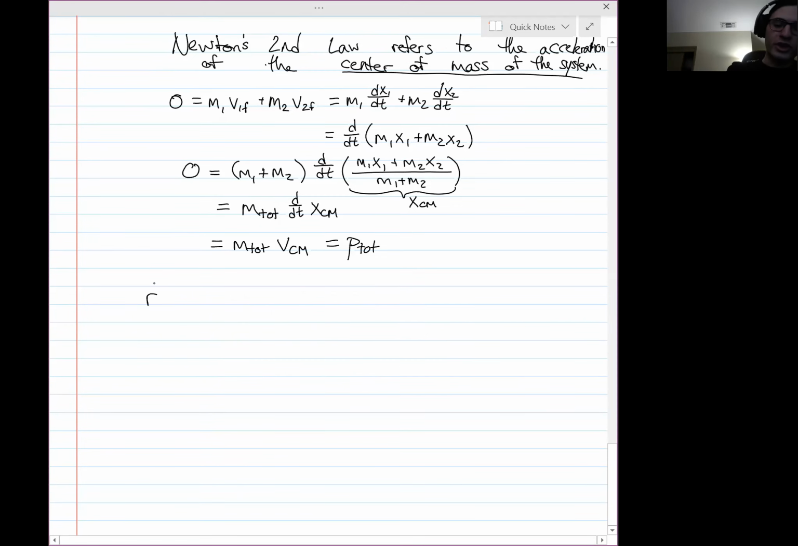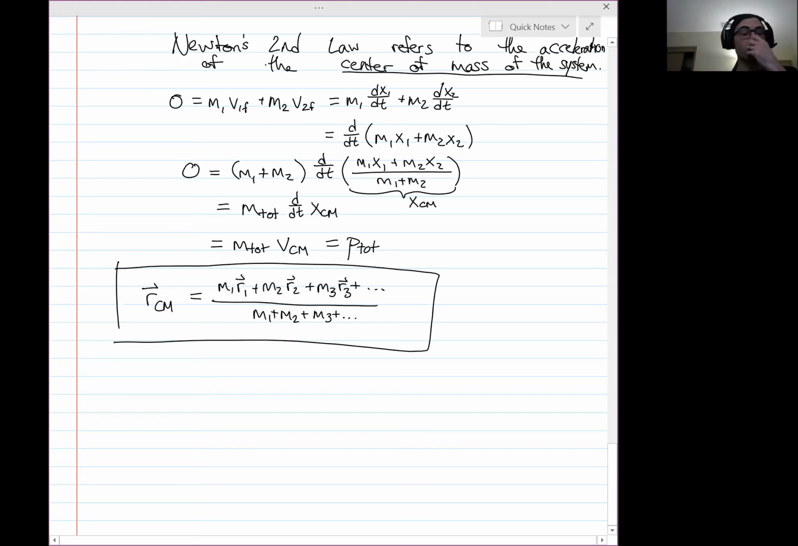So remember that r is the displacement. It's basically the position vector of an object. So the center of mass position vector, the location of the center of mass, for a collection of objects of different masses is m1 times r1, so the mass of the first object times the position vector of the first object, plus m2 times r2, the mass of the second object times the position vector of the second object, plus m3 times r3, and so on, divided by m1 plus m2 plus m3, and so on. That is our general formula to get the position of the center of mass.